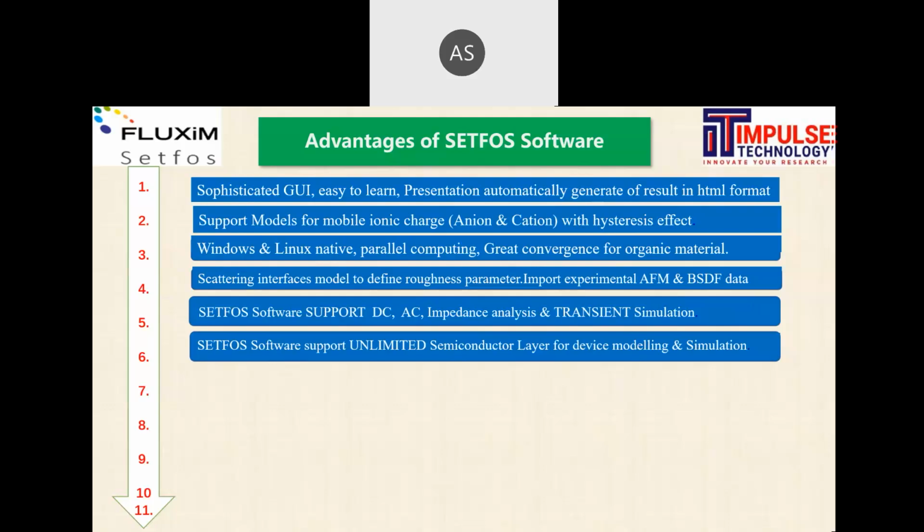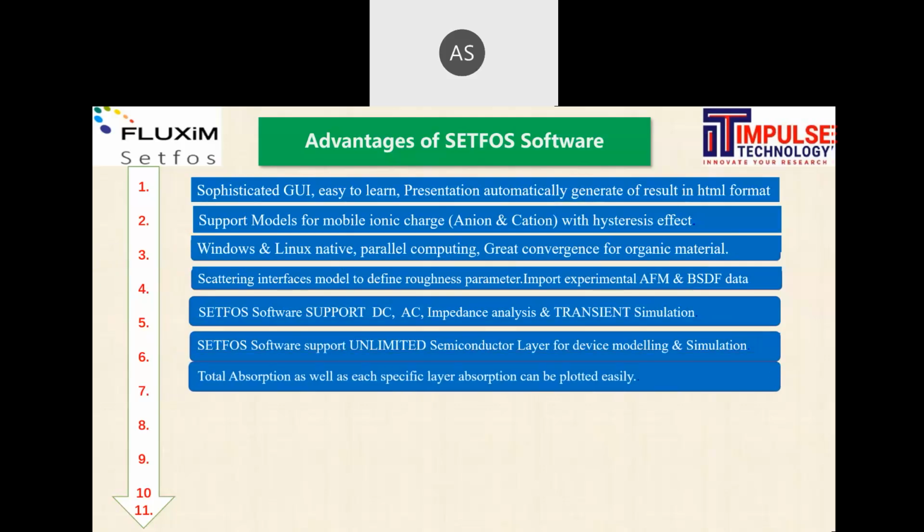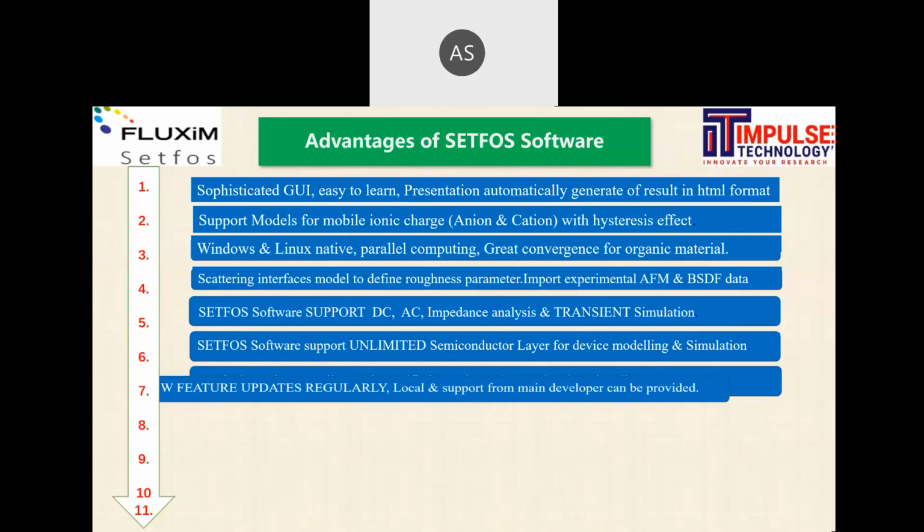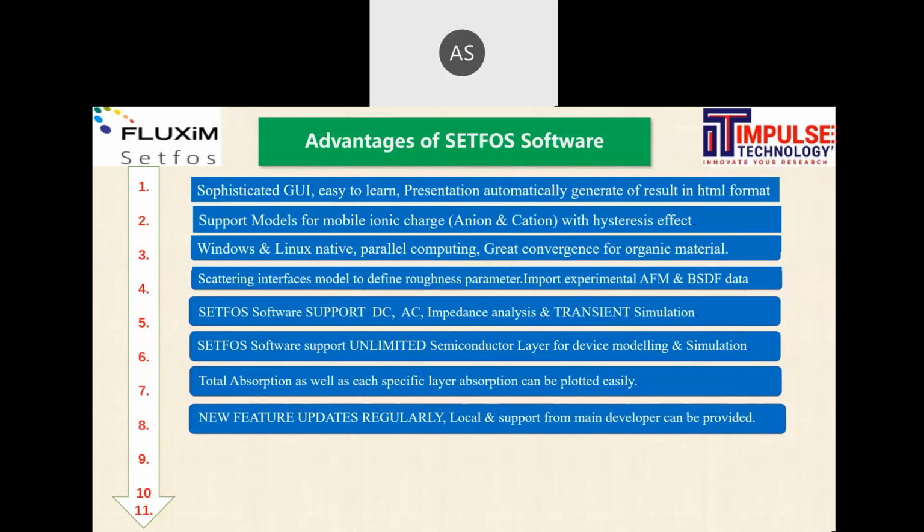SCAPS 1D has limitations on layers: you can specify a maximum of 7 layers. But in SETFOS there is no such limitation on semiconducting layers. You can define any number of semiconducting layers for modeling, designing, and simulations. You can calculate absorption and optical properties for a particular material, and for the total device.